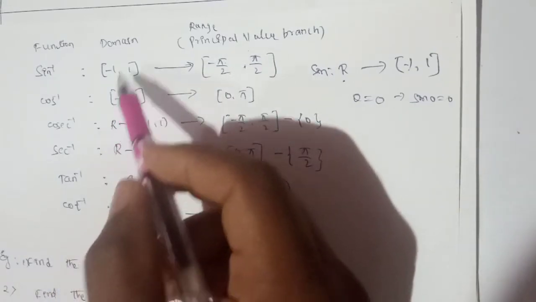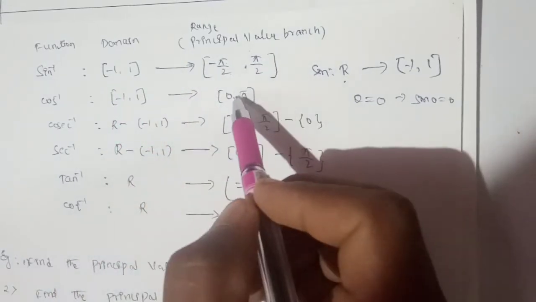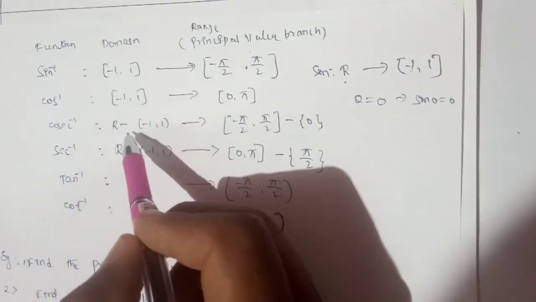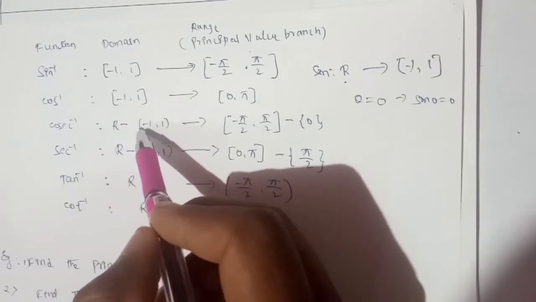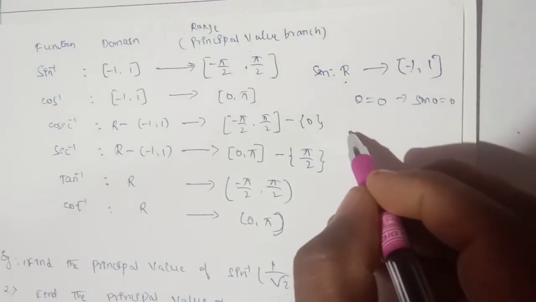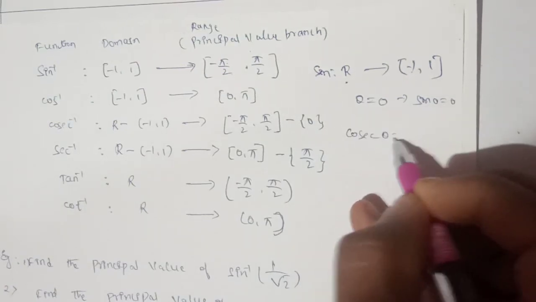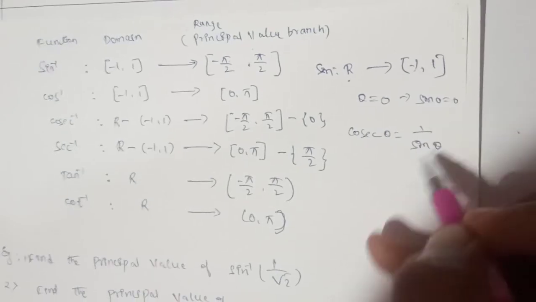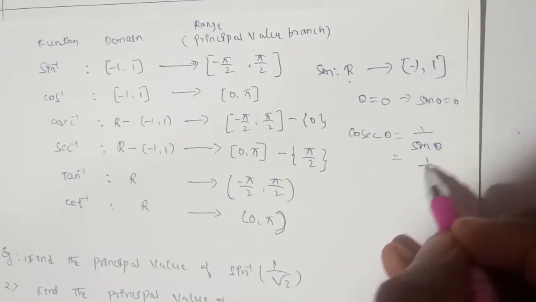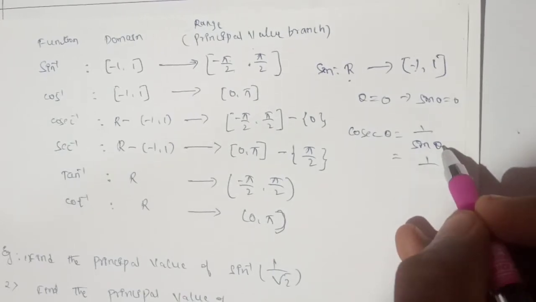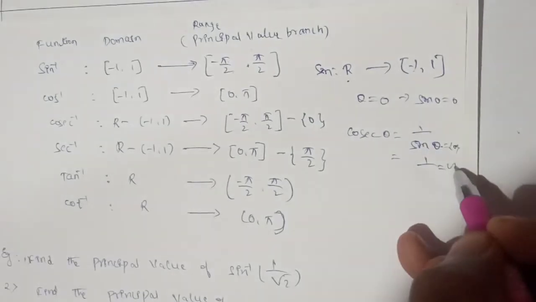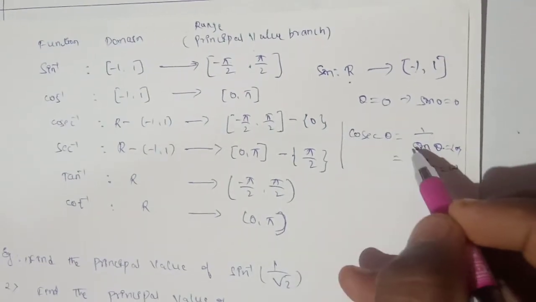Similarly the cos inverse domain is -1 comma 1 and the range is 0 comma pi. And here for cosecant inverse, the domain is the set of all real numbers except -1 comma 1. Why except -1 comma 1? Let us see. Cosecant theta is equal to 1 by sin theta, and where theta value is 0, 1 by 0 is undefined.